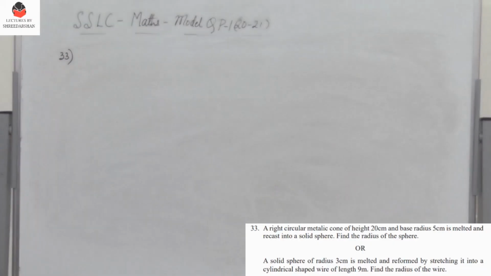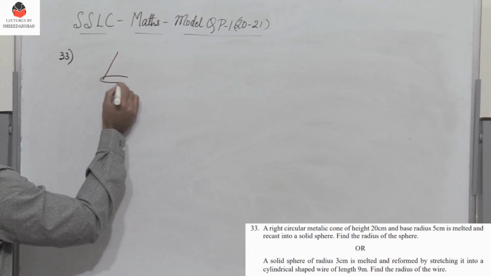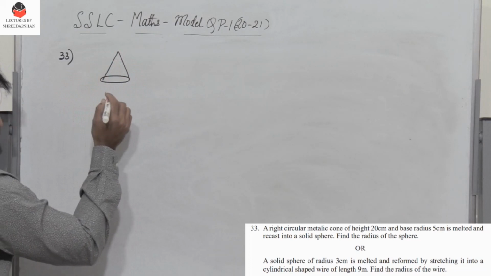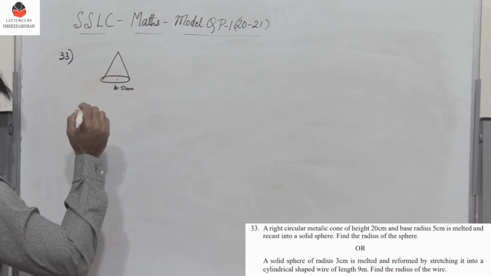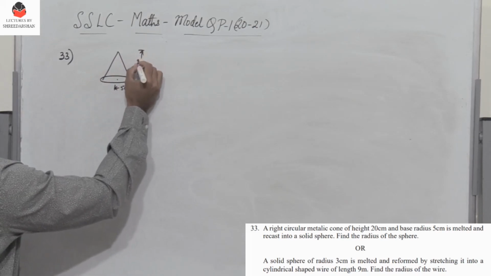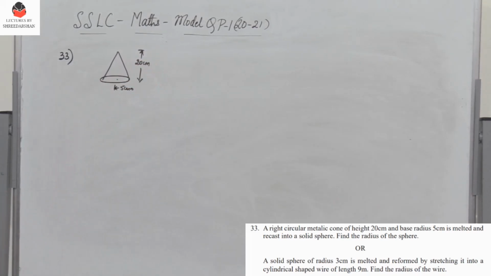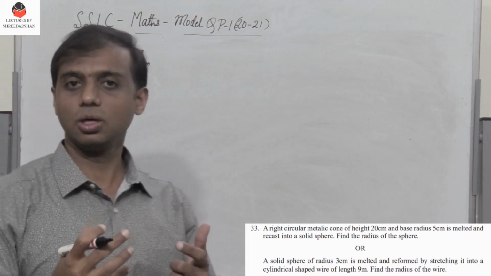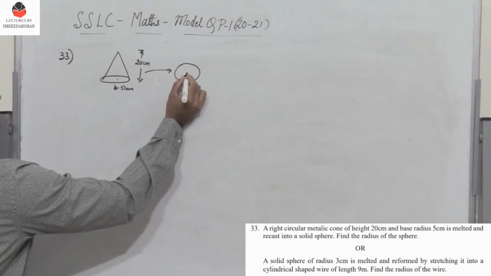So problem 33, a right circular cone of height 20 centimeters and base radius 5 centimeters is melted. So we have a right circular cone. The base is 5. So the radius is 5 centimeters here. And what has been given, the height of the cone is 20. So this is 20. Right? So the right circular cone is actually melted. So when it is melted, we actually are talking about the volume. And it is melted into a solid sphere. So we need to find the radius.